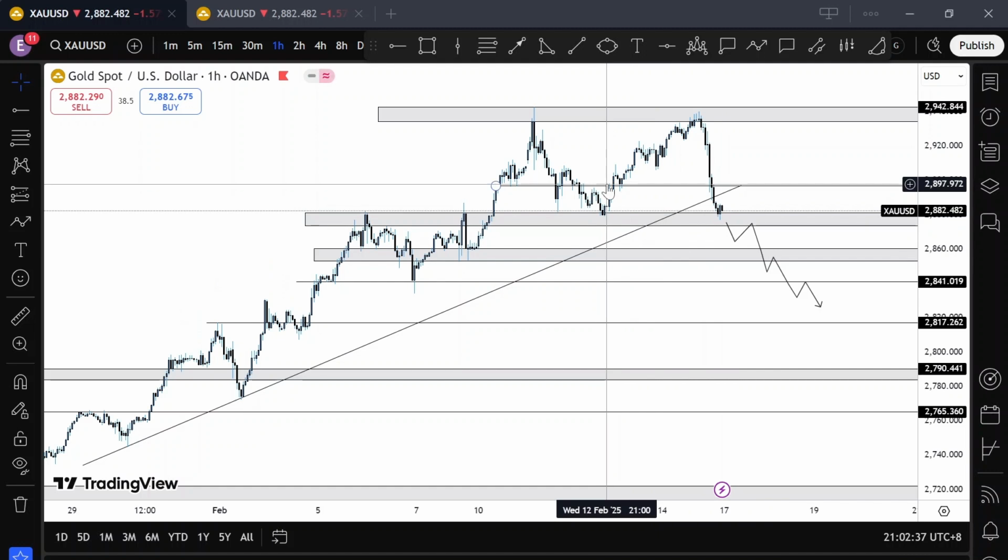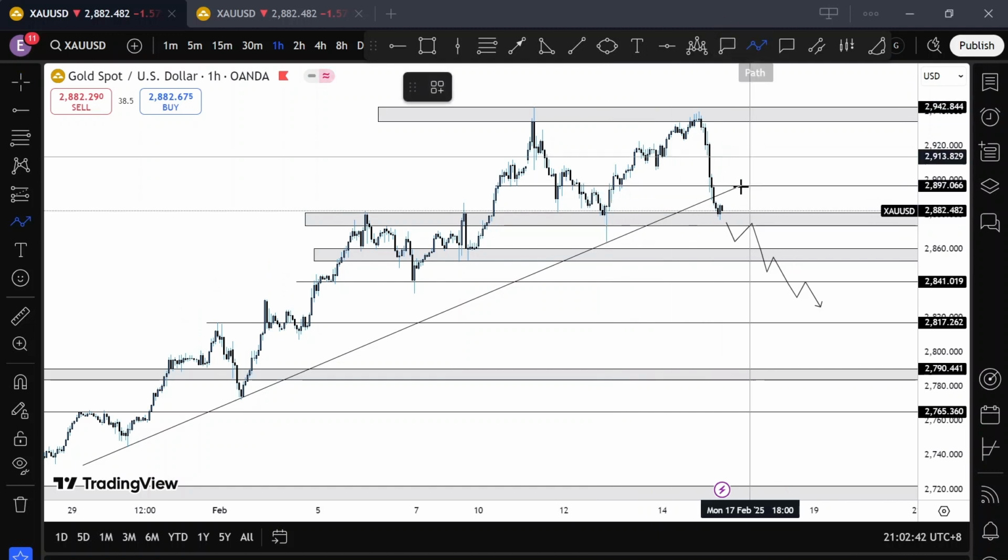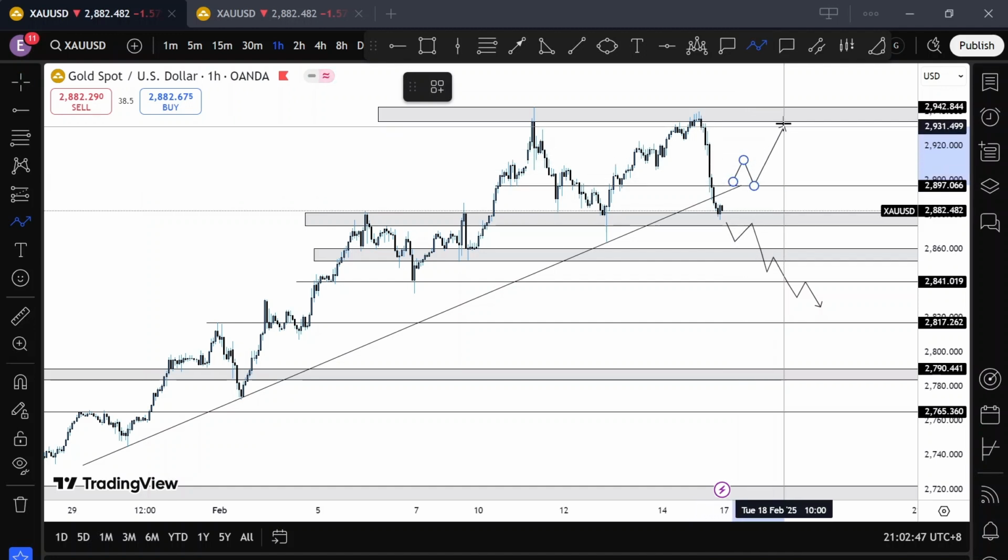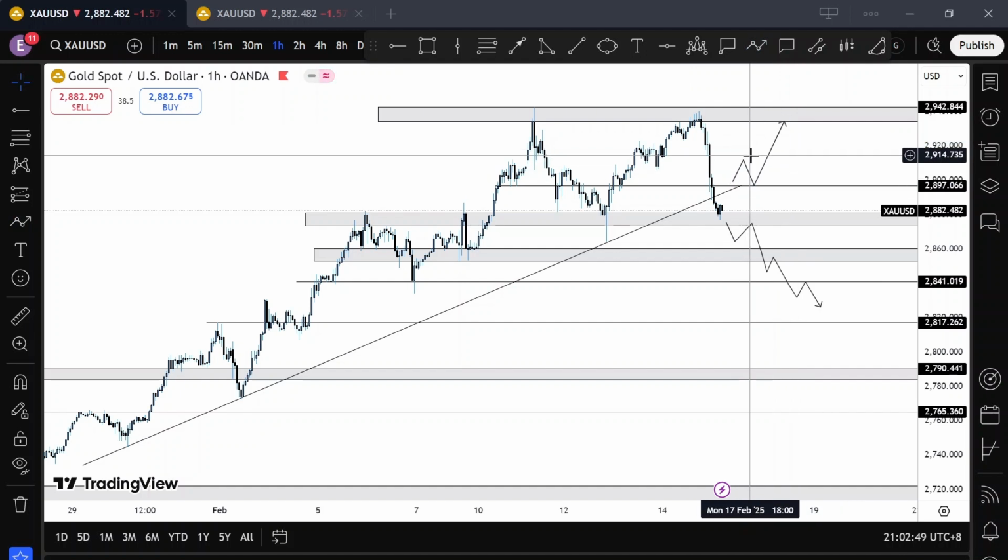I'm also looking at these regions of 2,900. So if price breaks back into that region, I want to see upward trend lines, higher highs and higher lows, and then we look for possibilities to buy. But I think maybe we might start looking for sales below this region here.